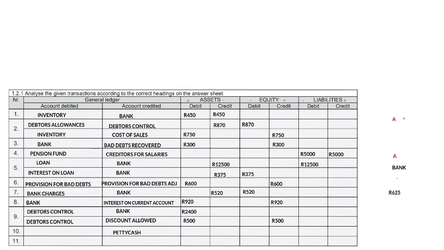So let's go record that onto our answer sheet. The account to be debited is petty cash. The account to be credited is our bank account. They are both assets. So assets will be debited and credited with 625 Rand.